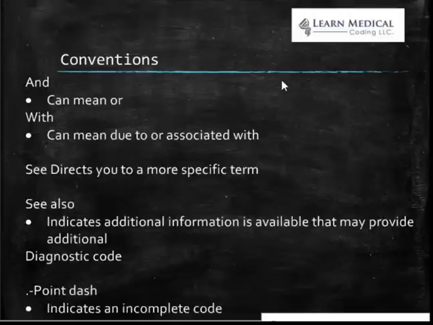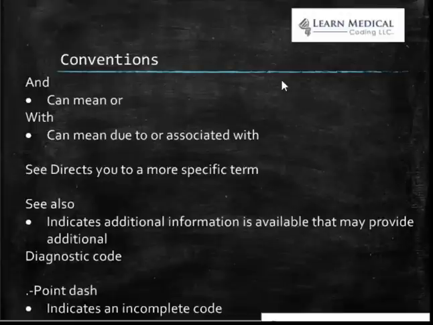"With" can mean due to. A patient may be diagnosed as having liver disease due to chronic alcoholism. Okay. It can mean the same as with alcoholism, so it can be documented either way. The documentation can say liver disease with alcoholism, chronic alcoholism, or it can say due to alcoholism. So if you see it documented as with, it can also mean due to.